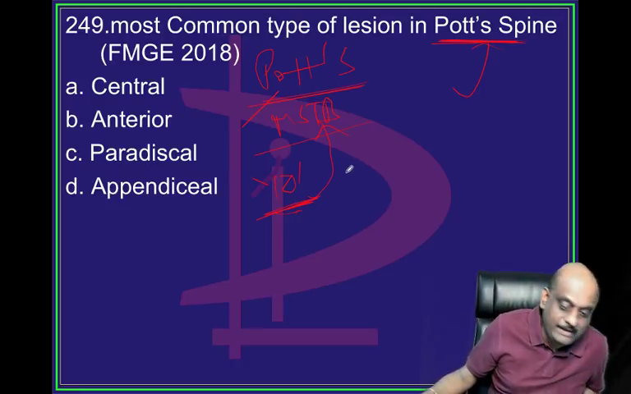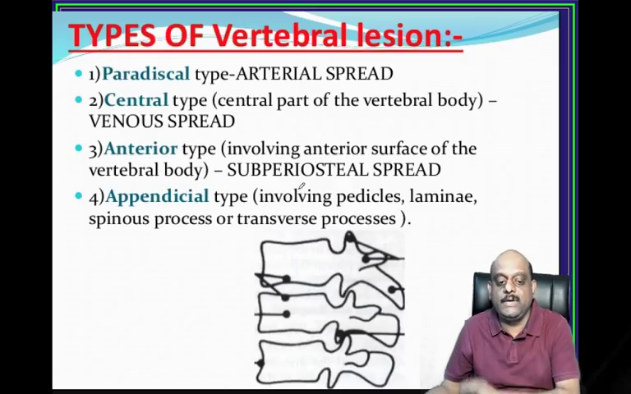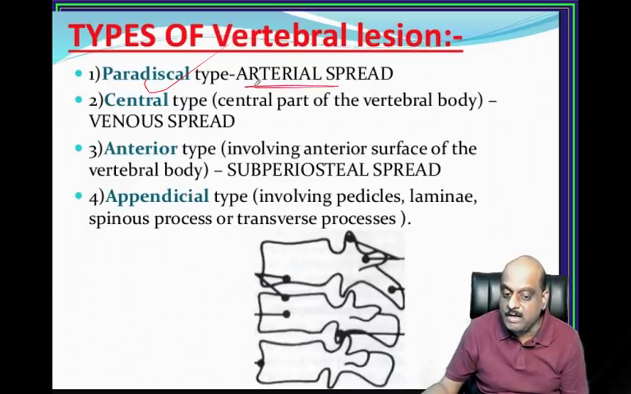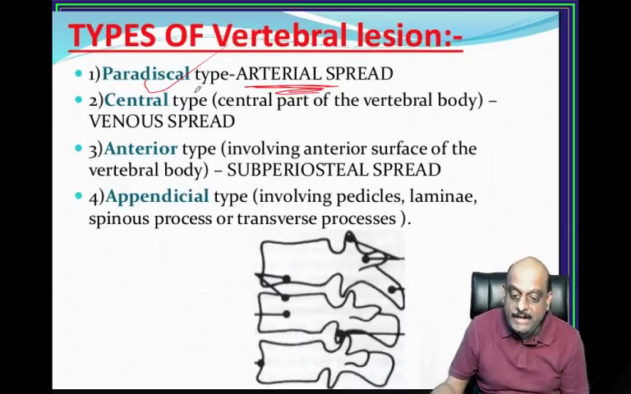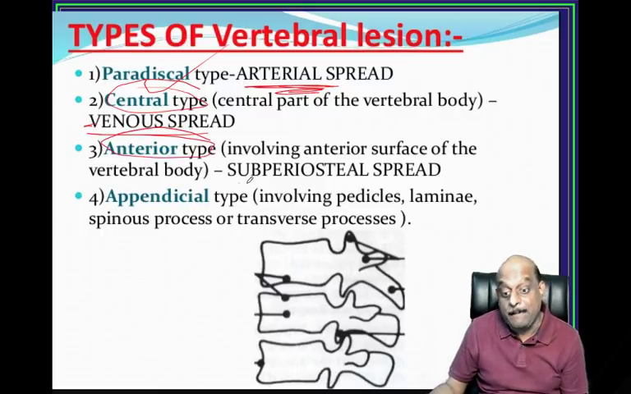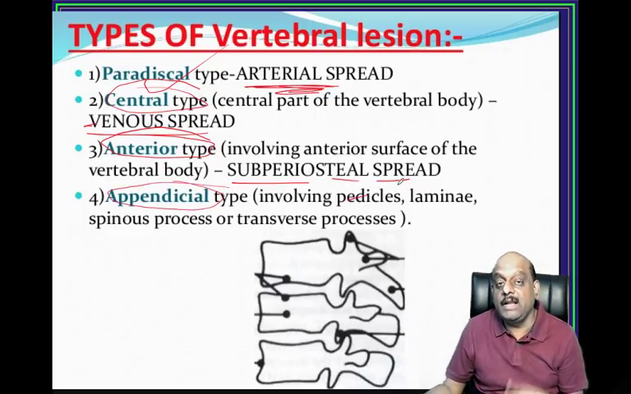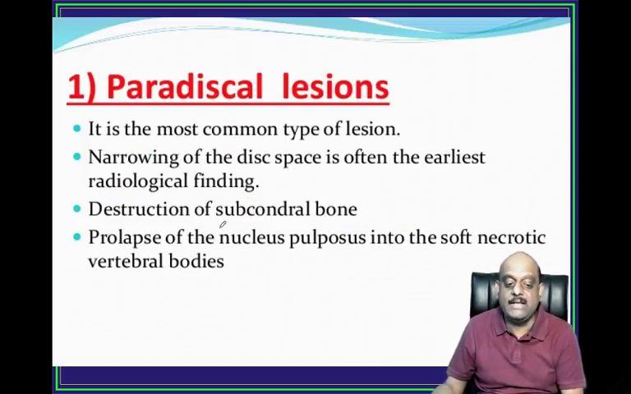So, Divya is proposing paradiscal. Most of you, absolutely not there. Paradiscal is because of the arterial spread. Central type is due to venous spread. Anterior type is due to subperiosteal spread. Appendiceal type means it involves pedicle, laminae, spinous process, transverse process.